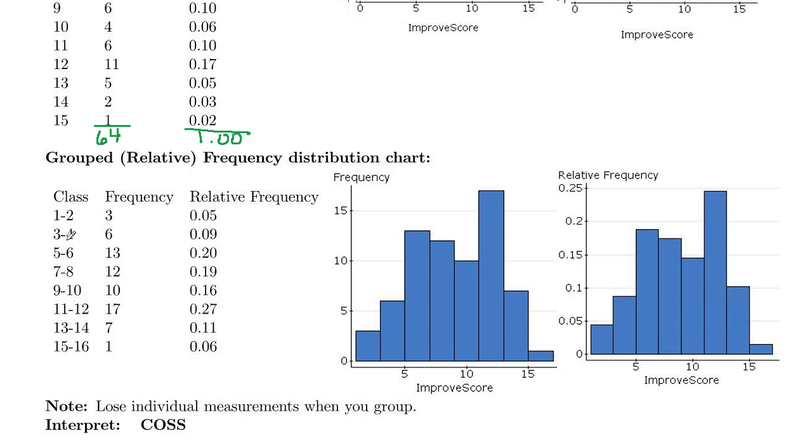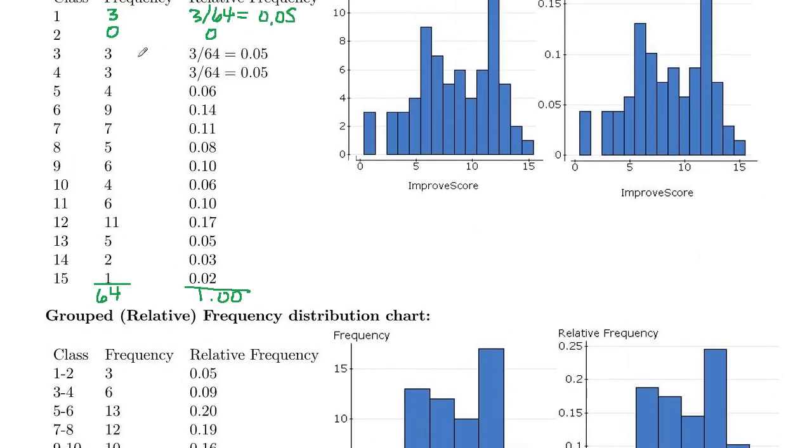There are 6 values that were 3s and 4s. And we can see that going back up above: 3s and 4s, we had 6 total. 1s and 2s, we've got 3 total. 5s and 6s, we've got 13 total. 3, 6, 13, etc. So that's how we're getting those values.